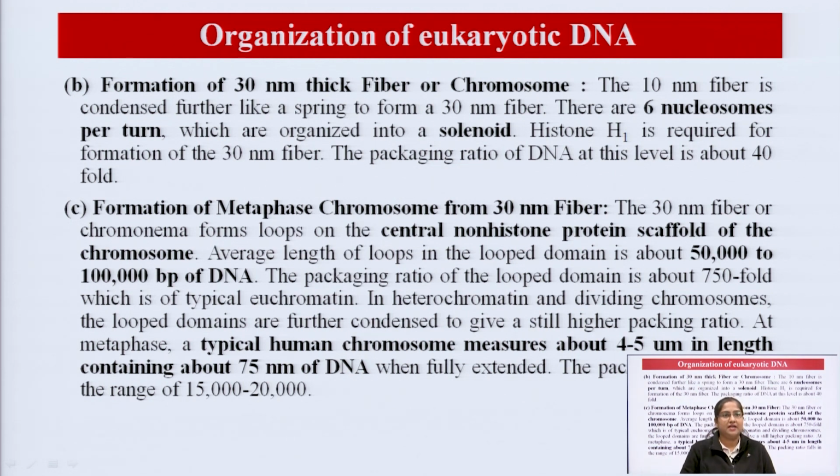The packaging ratio of the looped domain is about 750 fold, which is typical of euchromatin in heterochromatin and dividing chromosomes. The looped domains are further condensed to give a still higher packing ratio. At metaphase, a typical human chromosome measures about 4 to 5 micrometer in length and contains about 75 nanometer of DNA, fully extended. The packing ratio falls in the range of 15,000 to 20,000.